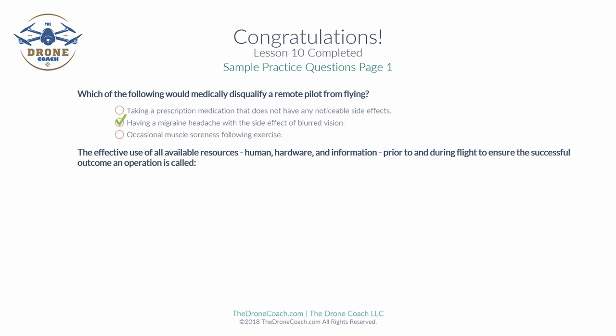The effective use of all available resources, human, hardware, and information, prior to and during flight to ensure the successful outcome of an operation is called? And the correct answer, the effective use of all available resources, is crew resource management.